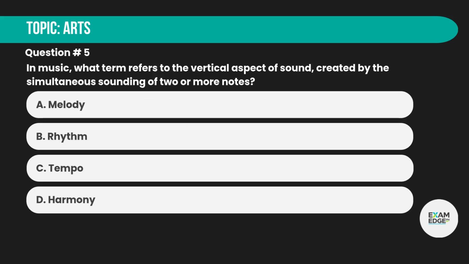Question number 5. In music, what term refers to the vertical aspect of sound, created by the simultaneous sounding of two or more notes? A. Melody. B. Rhythm. C. Tempo. D. Harmony.